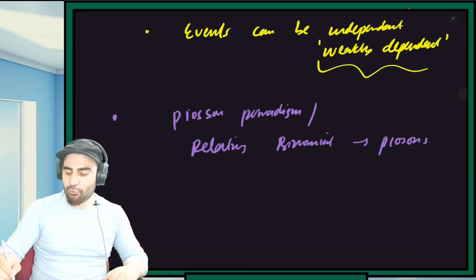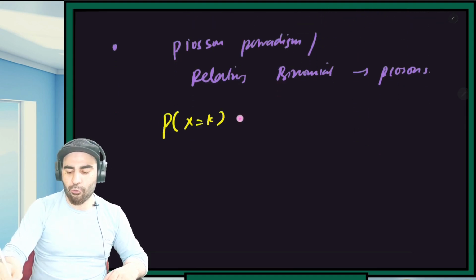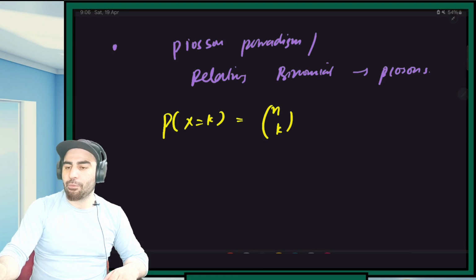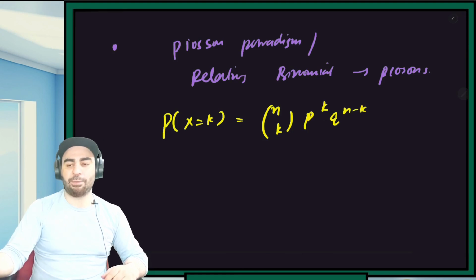Okay, now you know that if I write the binomial formulation, the probability that X takes value k, you know the formulation: n choose k, p to the power k, q to the power n minus k. This is how we define its PMF.